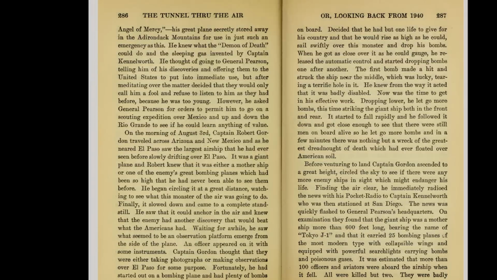So let's go back to The Tunnel Through the Air here on page 287 and look at the three numbers that Gann gives us in relationship to the Tokyo J-1. He gives us 600 feet long, 25 bombing planes, and 100 officers.